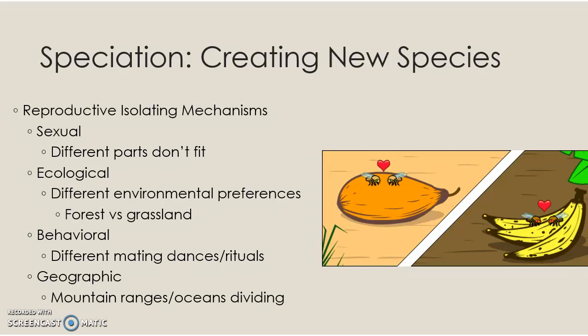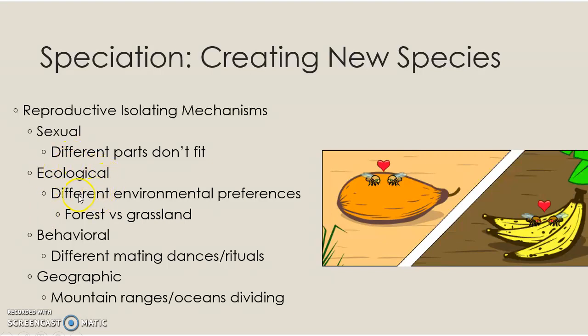There are a few things that keep organisms from mating in nature. So we say they're reproductive isolating mechanisms. So they're mechanisms that isolate organisms from reproducing with each other. A sexual reproductive isolating mechanism means that literally when the organisms try to have sex, the parts usually don't fit with one another. So they cannot have sex. They cannot reproduce. It is just not possible. That's a sexual reproductive isolating mechanism.